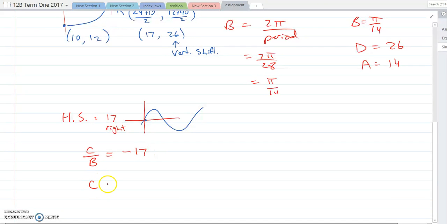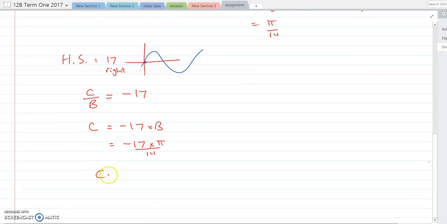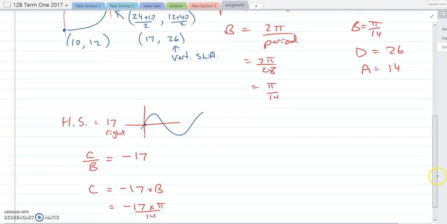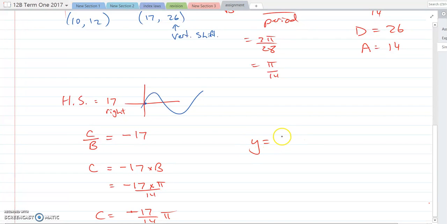All right, and c is going to be negative 17 times b, which is negative 17 times pi over 14. So c equals negative 17 over 14 pi. So I have my A, B, C, D. y equals 14 sine (pi over 14 x minus 17 over 14 pi) plus 26.